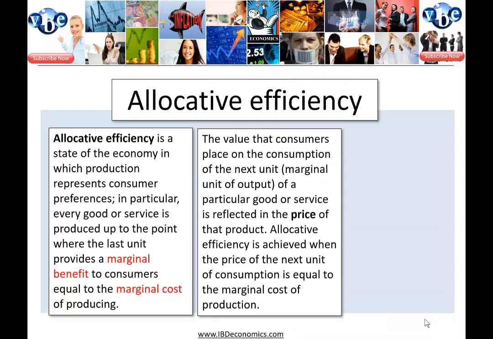The value that consumers place on the consumption of the next unit, this is a marginal unit of output of a particular good or service, is reflected in the price of that product. Allocative efficiency is achieved when the price of the next unit of consumption is equal to the marginal cost of its production.